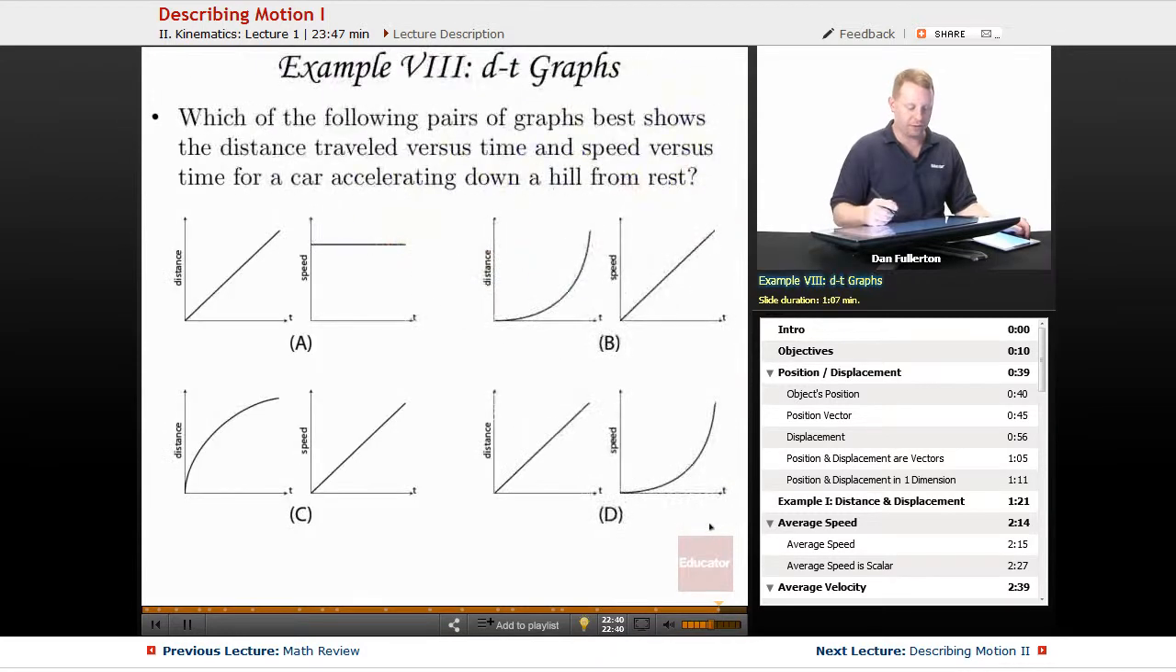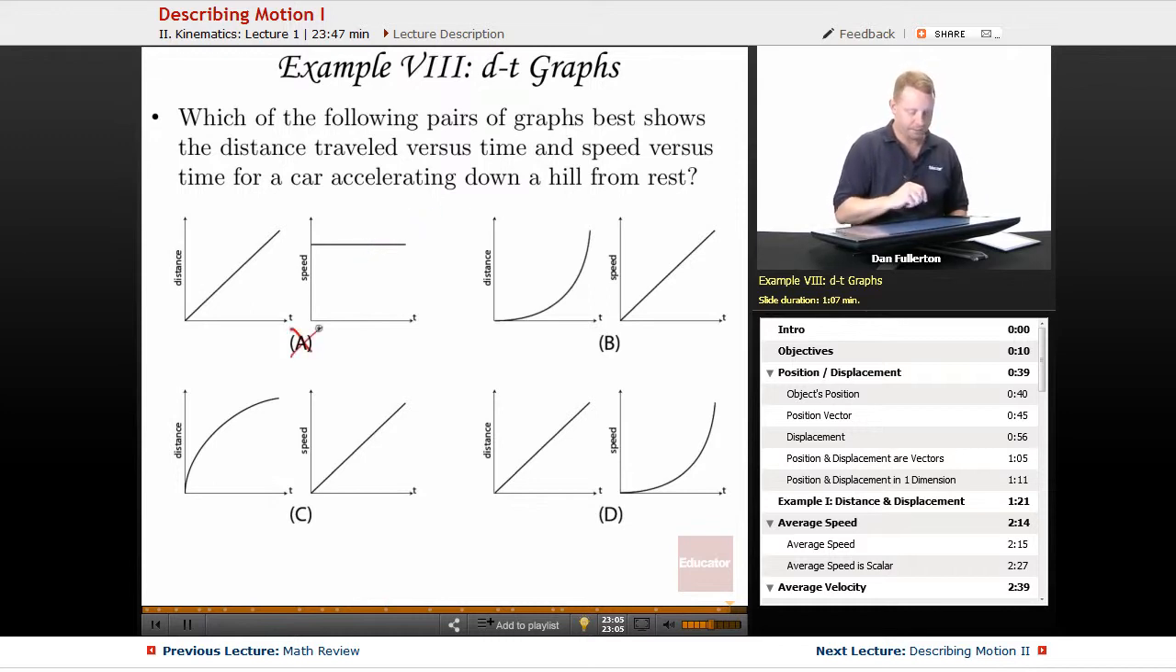All right, one last one. Which of the following pairs of graphs best shows the distance traveled versus time and speed versus time for a car accelerating down a hill from rest? All right, let's take a look at the first one. If distance and time, it looks like it's moving the same amount every time, and the speed is constant. If it's accelerating, that doesn't make any sense.